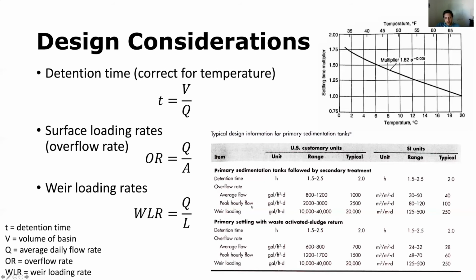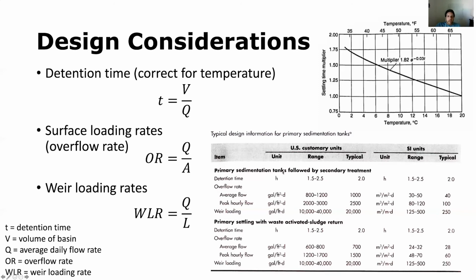Under peak hourly flow conditions, we want it to be no higher than 2,500 or 3,000 gallons per square foot per day, or 100, 120 cubic meters per square meter per day. The weir loading rate should be approximately 20,000 gallons per foot per day, or 250 cubic meters per meter per day.